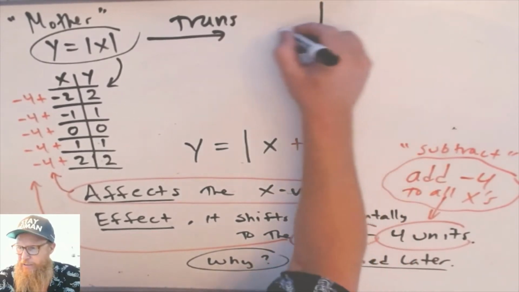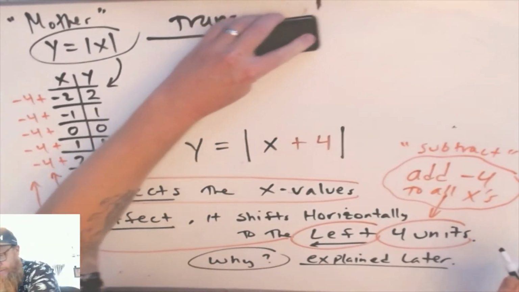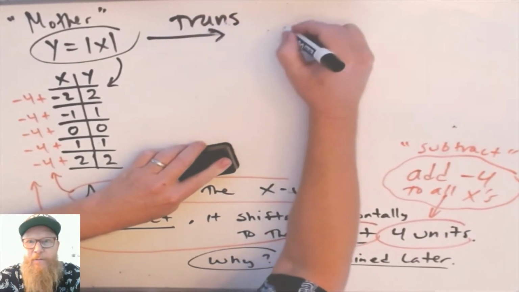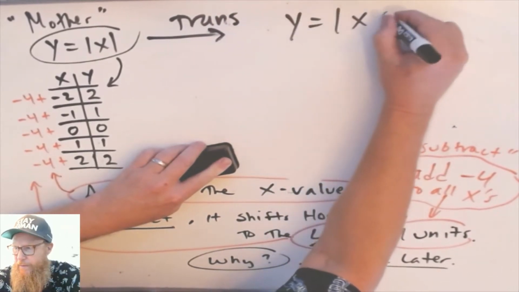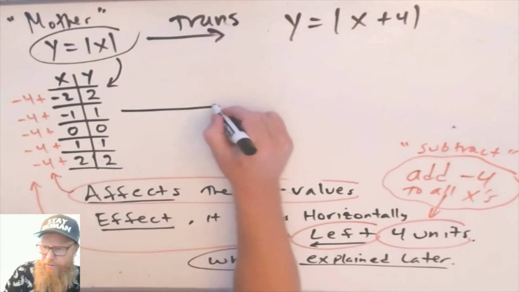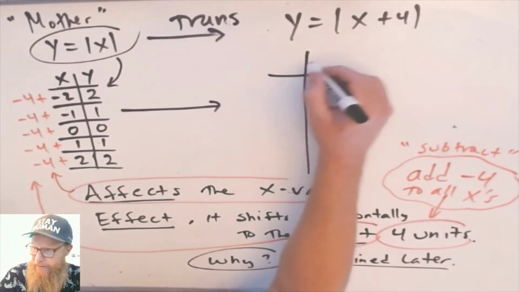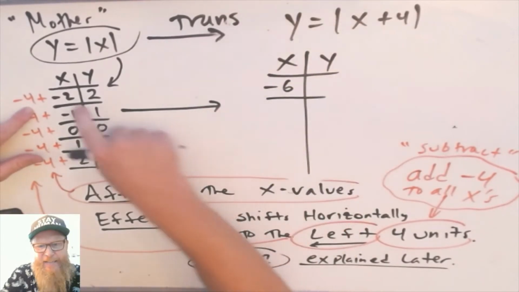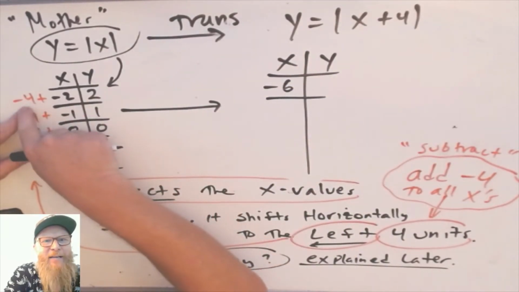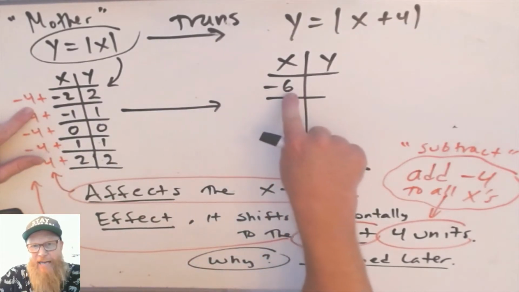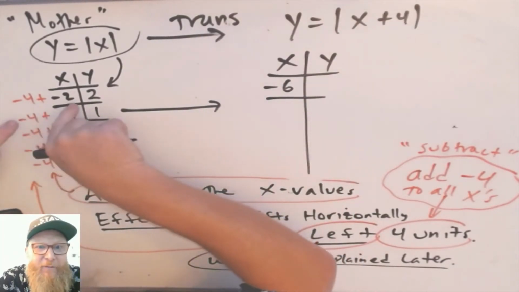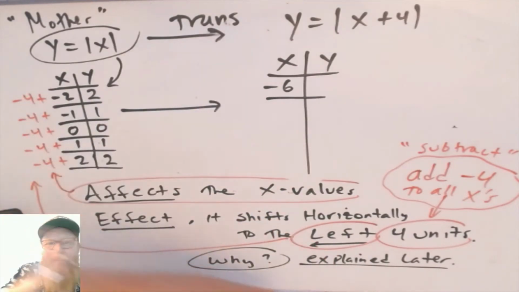So our new table. Here, I'll just write it up here. So our new table is x and y, -6. See, that's why I like to add. -4 plus -2 is -6. I'm not kidding. If you subtract, you'll go -2 minus 4, and you'll end up getting the wrong answer.